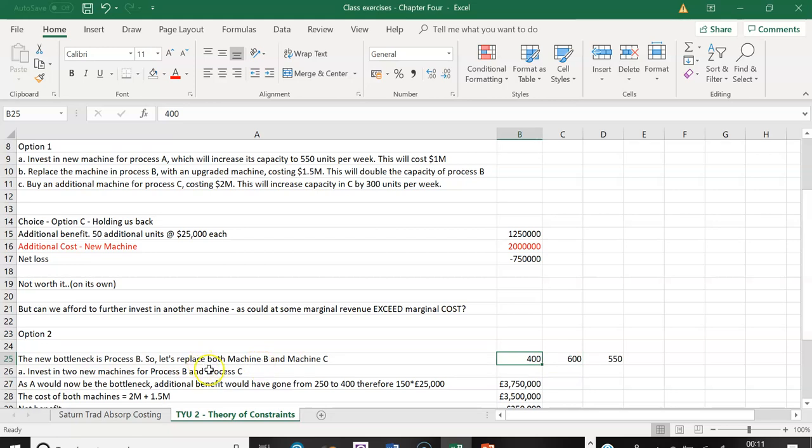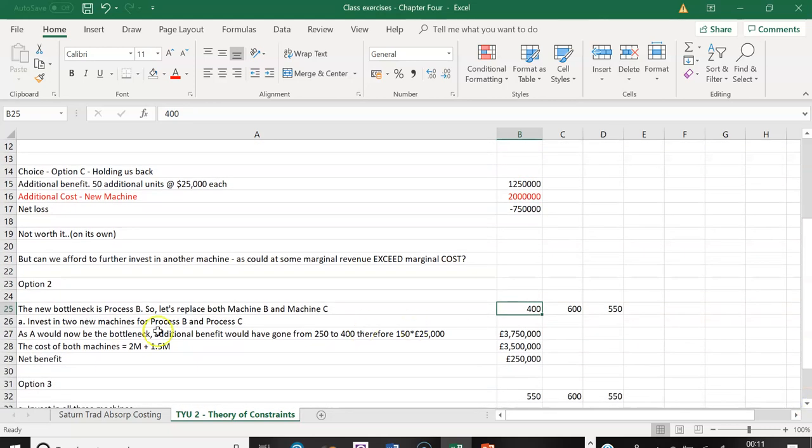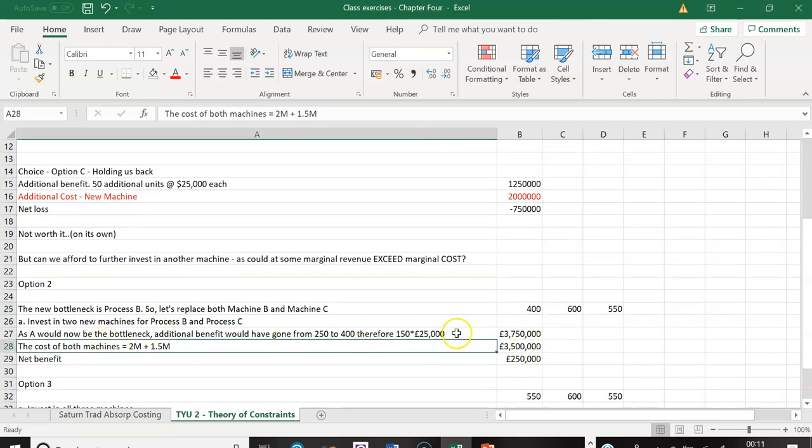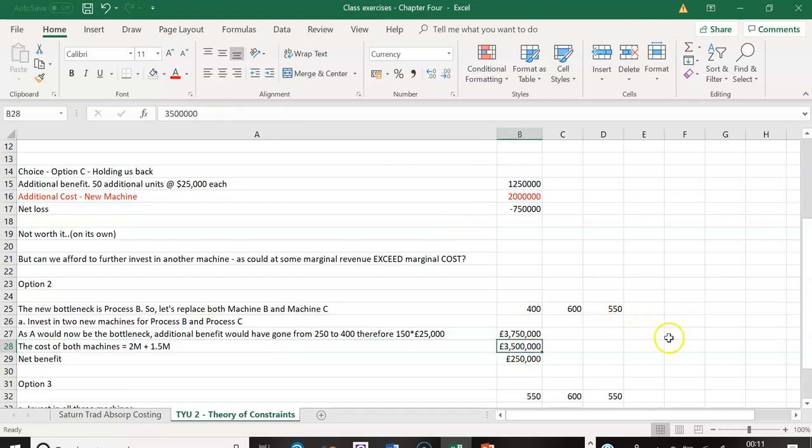But the question is, what is the cost of investing in both machines? The cost of both machines is 3.5 million, because machine C was 2 million and machine B was 1.5. But we've gone from only being able to produce 250 to now 400, because we're still held back by this constraint. So we've had an increase of 150, from 250 to 400, and we multiply that by 25,000, giving us 3.75 million. So overall, we now have a net benefit of 250,000.